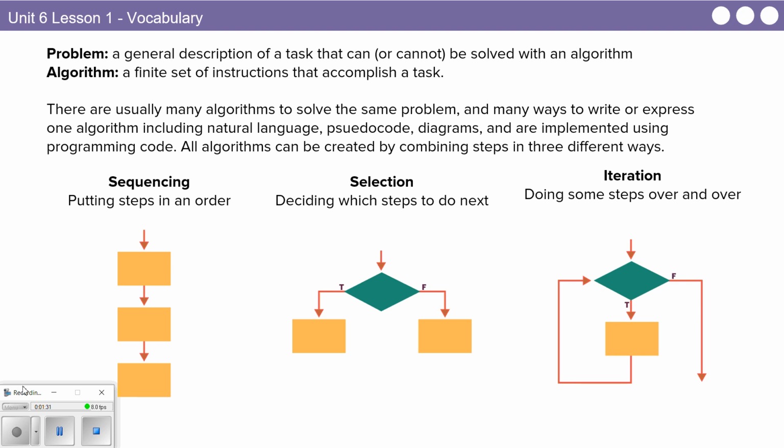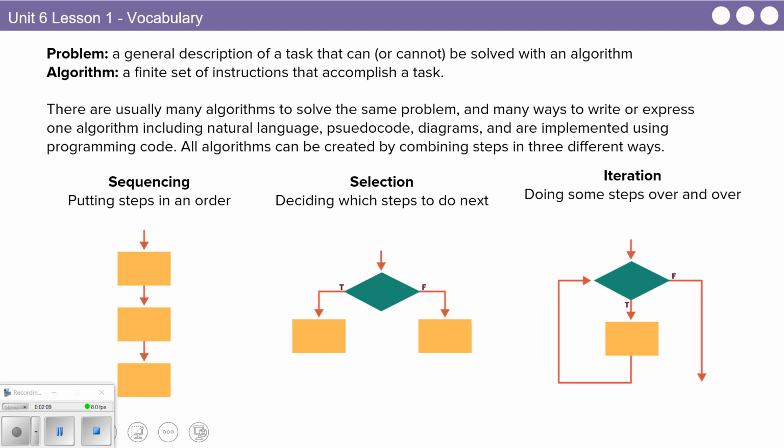Sequencing means we just put the steps in order. Do step 1, then step 2, then step 3, then step 4, etc. Selection is where we have some type of Boolean that determines what happens next. So we have an if statement that says, if it's true, do one thing, else do something else. So every time we did a conditional in the app lab in code.org, we were doing a selection. And then iterations are when we have loops, when we do the same thing over and over and over again. So for loops and while loops are iterations.